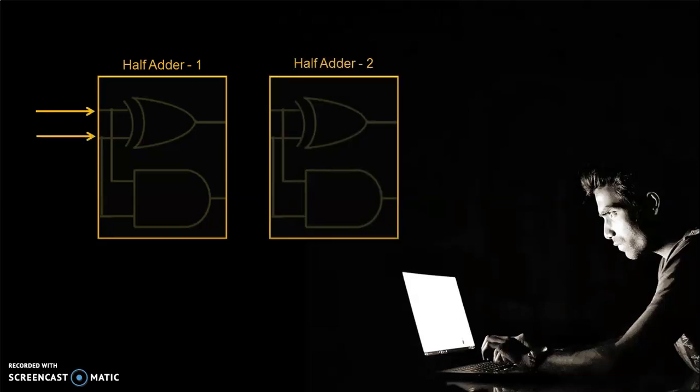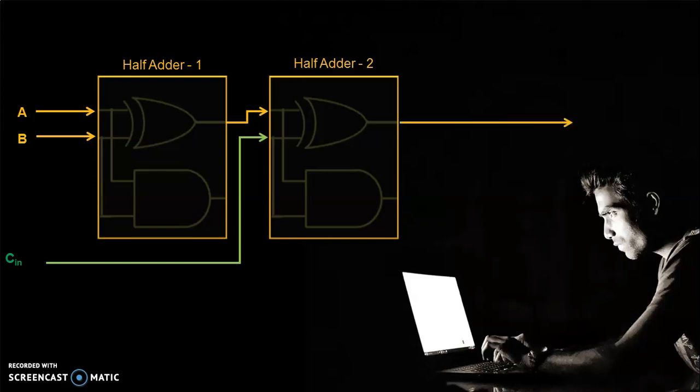We give inputs A and B to the first half adder. The sum output of half adder 1 is given as one of the inputs to half adder 2, and if we have a previous carry, then the carry is given to half adder 2 as the second input, and the sum output of half adder 2 will be our final output as S or sum.